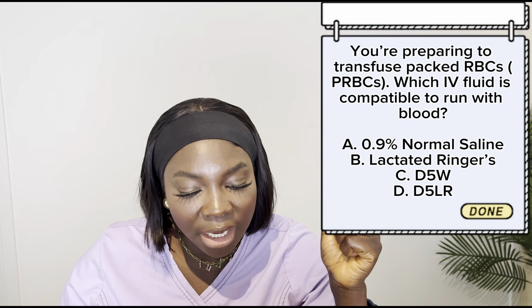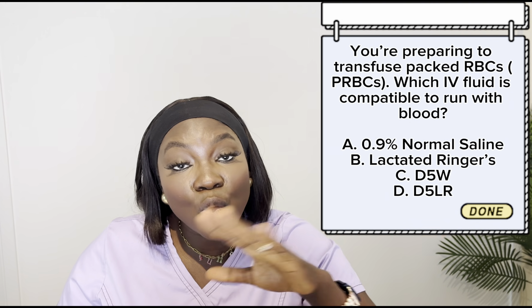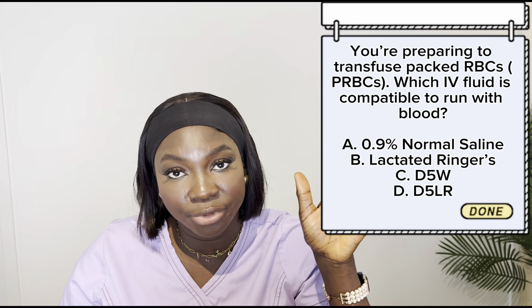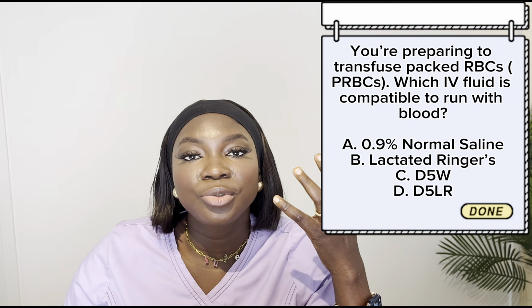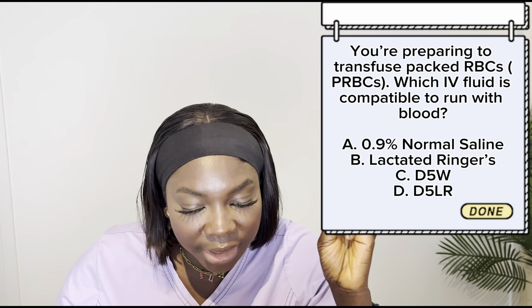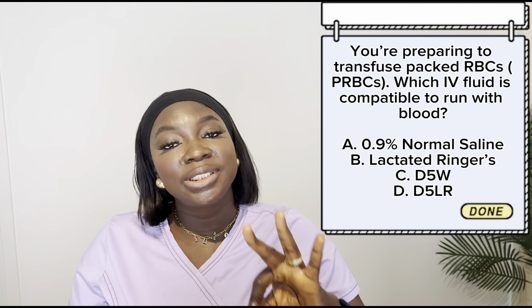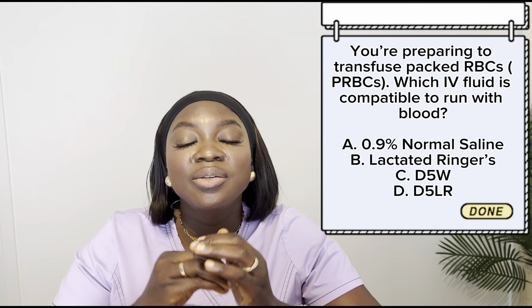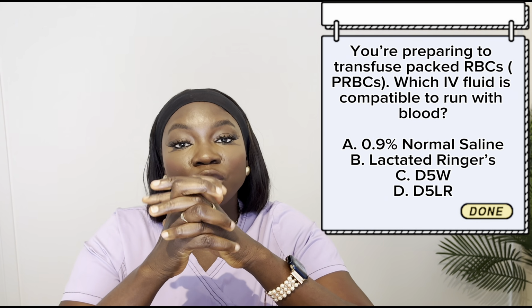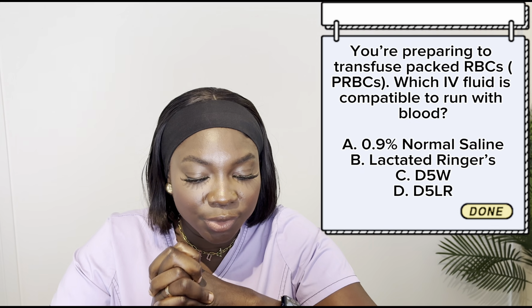Okay, now like I said, you give normal saline, which is the only IV fluid that is compatible with blood products. Okay, now let's go through the wrong ones. B, lactated Ringer's. Lactated Ringer's contains calcium, and calcium can cause the blood cells to clump up, and that's why we are not using B.